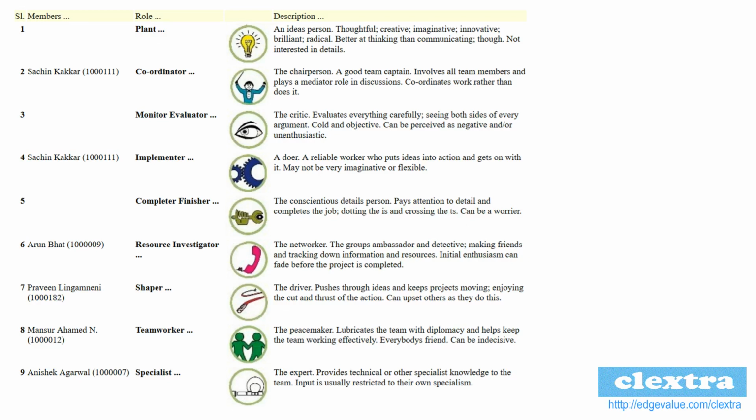The fourth role is an implementer, a doer, a reliable worker who puts ideas into action. Often called the ops person, and they don't want to think, they just say: tell me what to do, I'll get it done. Give it to me, I'll do it.